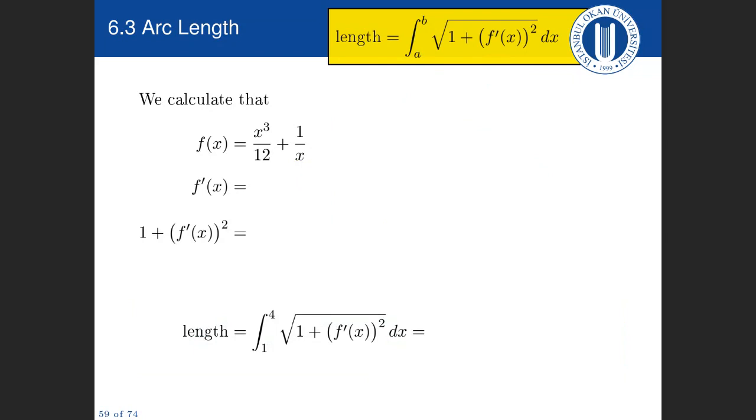So, x cubed over 12 plus 1 over x. Differentiate this. X squared over 4 minus 1 over x squared, right? And then square it and add 1.